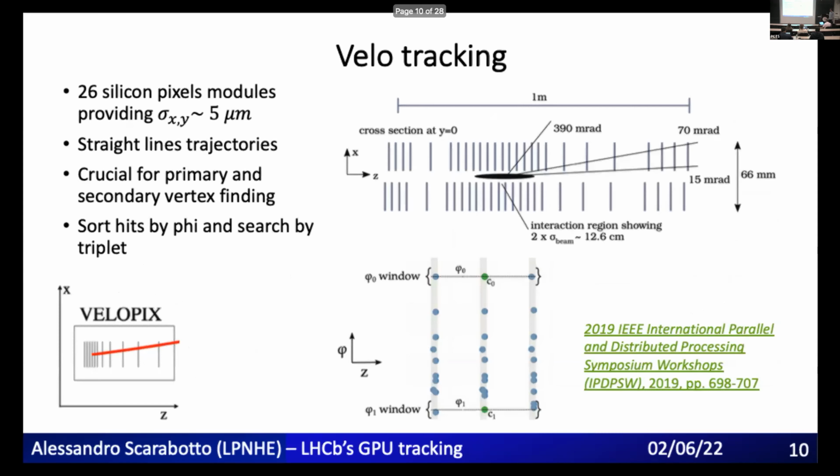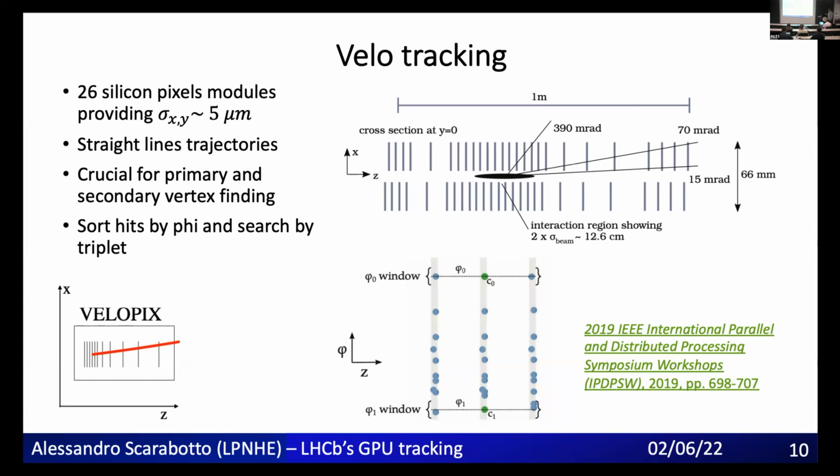But okay, let me start talking about tracking, and I want you to follow this little sketch here on the bottom left. So let's start with the velo. The velo is composed of 26 silicon pixel modules, providing a spatial resolution of around 5 microns. And in practice here, there's no magnetic field, so we have straight lines. And so this is also very crucial to find primary vertices. And the idea for this algorithm is to have our hits and sort them by phi, which is the angle, the arctan between x and y.